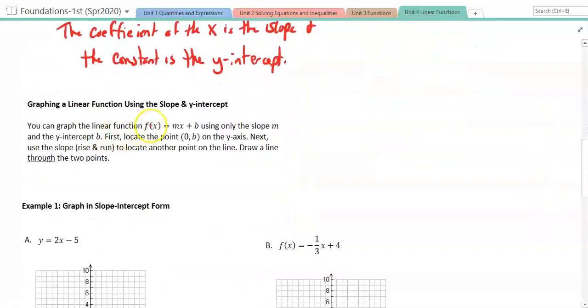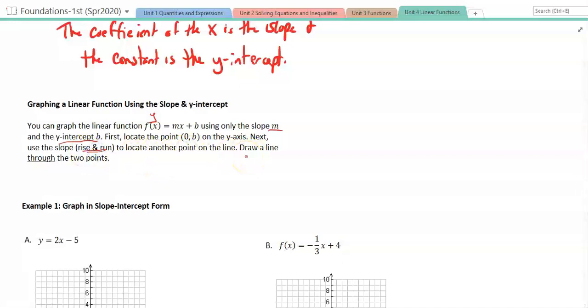And so remember, you can graph a linear function f of x is equal to mx plus b. Remember, we could also have the y here, using only the slope and the y-intercept. First, locate the point (0, b), our y-intercept, on the y-axis. Then we'll use the slope, the rise and the run, to locate another point on the line, and then we'll draw a line through those 2 points.